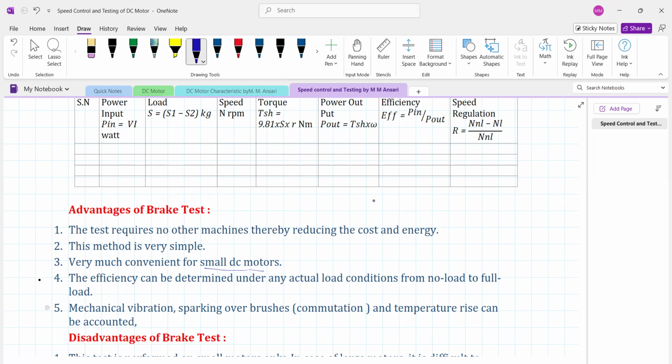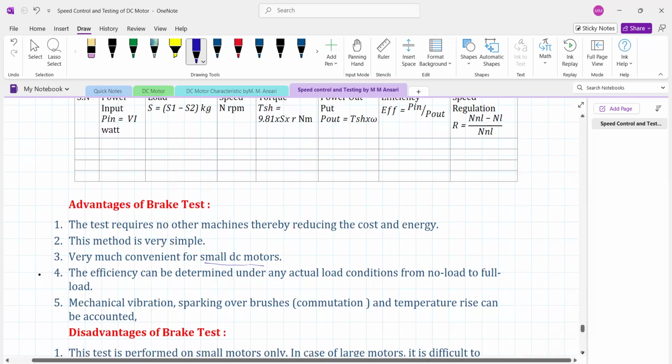Now, one more advantage is that as the motor is under actual load condition, the mechanical vibrations, sparking over the brushes, which is called commutation, and temperature rise can be accounted for. Since it is directly loaded, it will increase the working temperature of the motor. Similarly, vibrations and bearing sounds are there. There may be some sparking, because sparking occurs at higher load conditions. Therefore, these parameters are also accounted for by this method.